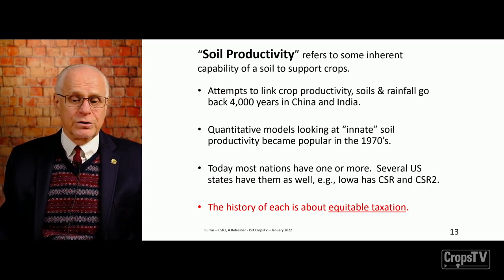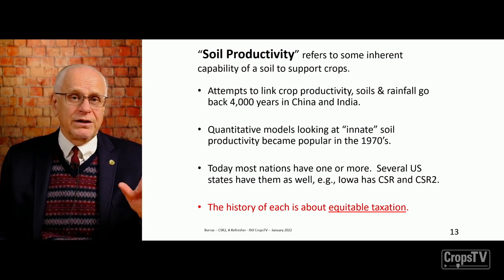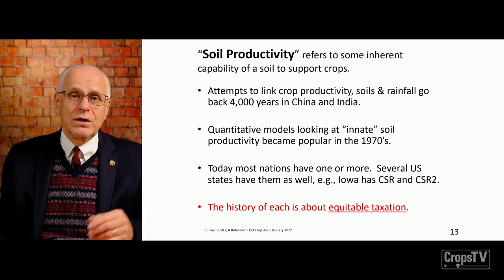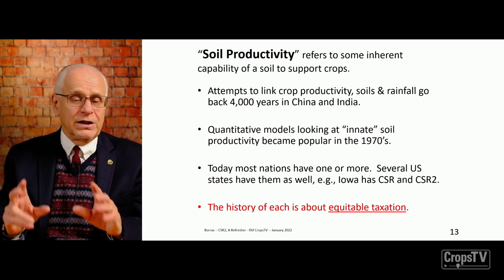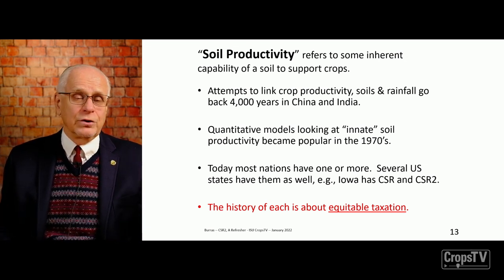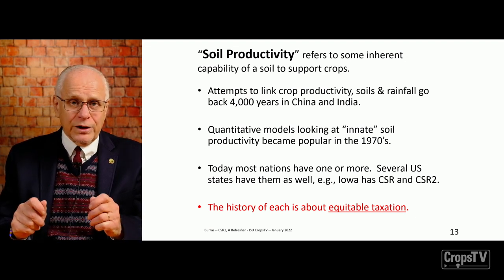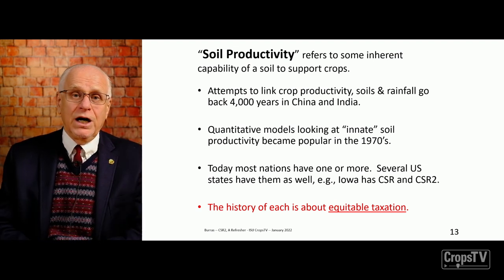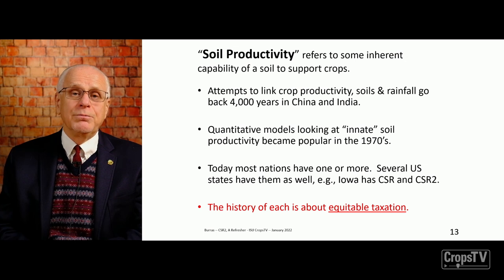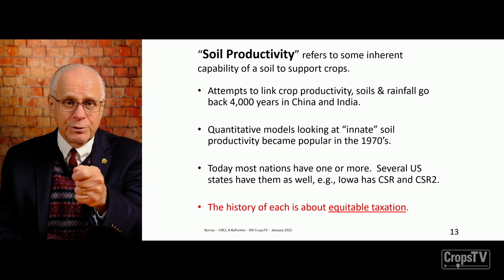In terms of the history of the science of soil productivity, there have been scientists, agronomists, for the last 4,000 years trying to link crop productivity, soils, and rainfall. In China and India, they were doing this thousands of years ago. There are written records of how they did it. Quantitative models, the idea of what CSR or CSR2 is, this idea that we put a number on innate soil productivity, became popular in the 1970s. So there's 50 years of really good work where we apply numbers to this.